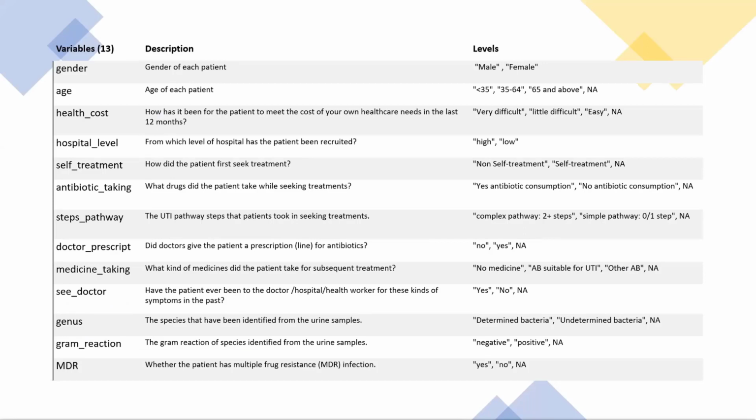We extracted 13 variables from the big, complex interdisciplinary dataset. These variables include the identities of patients, like their age, gender, and their treatment-seeking behaviors, like whether they took antibiotics when they had symptoms, and some microbiology data collected from the lab analysis of their urine samples. All these variables are categorical variables, and the number of levels ranges from 2 to 4.